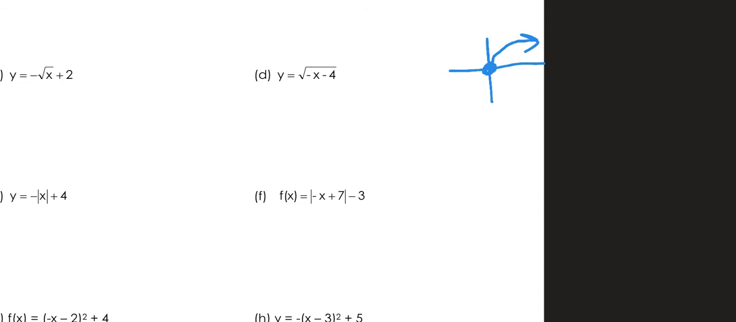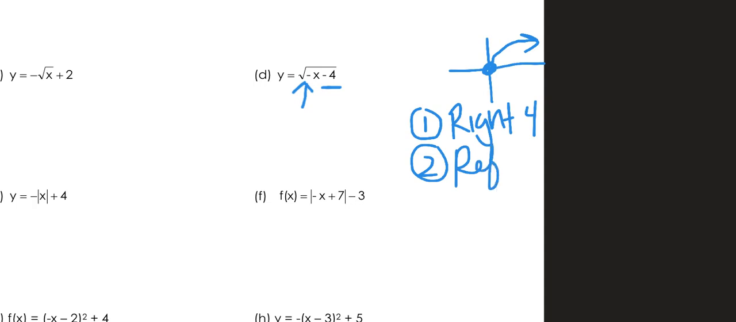Okay, next, I'm looking to see what's happening to it. Any number on the inside that's added or subtracted to x is going to be a horizontal movement. In this case, this guy is moving right 4. How do I know that's on the inside? Well, it's under the square root with the x, okay? Next, I see a negative in front, so that means we have a reflection. Now, there's 2 types of reflection, over x and a reflection over y. This is a reflection over y because that negative is on the inside.